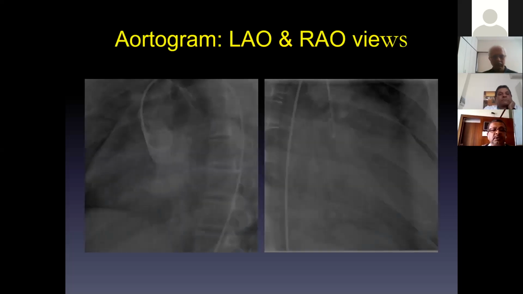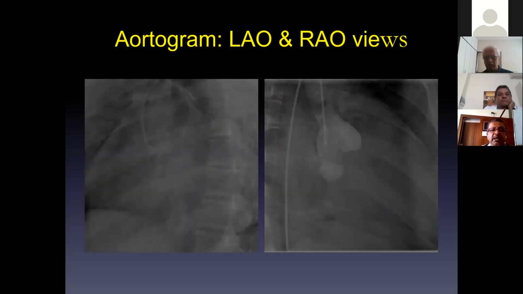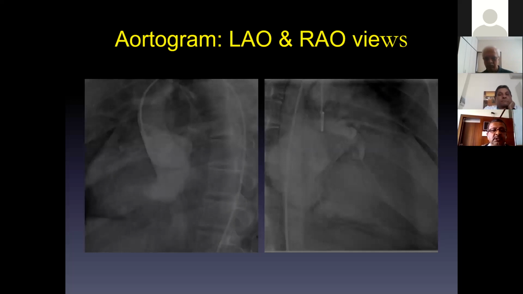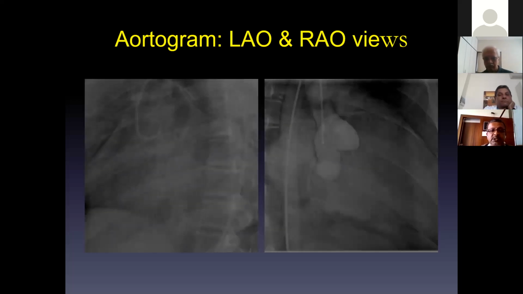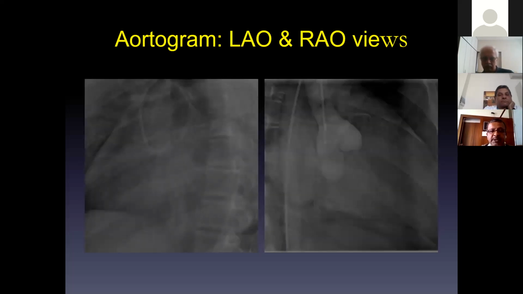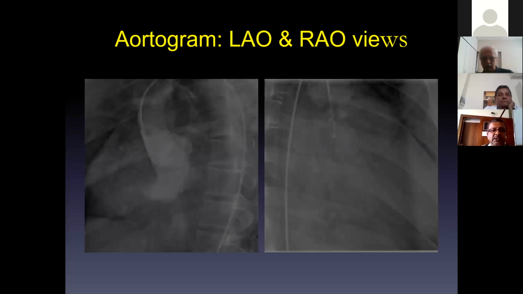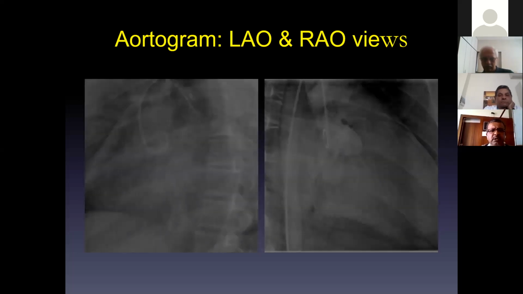So these are two orthogonal views. You see that this is the opening into the RA. This particular case, I think we did as an emergency. This is an angiogram, so we don't see the TE probe there. It was nicely done, but we put a 18/20 device. So that is the importance of having the two orthogonal views, except in some straightforward cases.